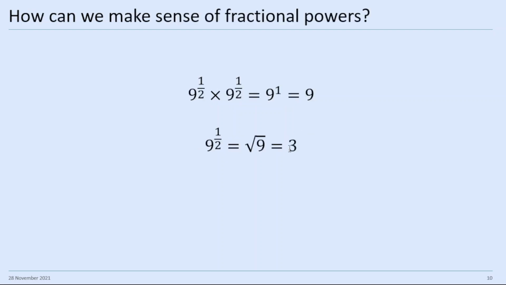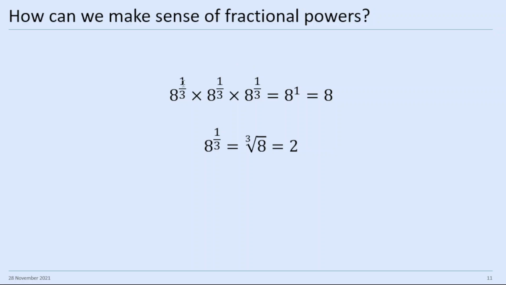Okay, how can we make sense of fractional powers? So 9 to the power half. What's that all about? Well, we can use the same rule of adding the powers. So 9 to the half times 9 to the half ought to be 9 to the half plus half, which is 9 to the 1, which is just 9. So 9 to the half times 9 to the half is 9. That must mean that 9 to the half is the square root of 9. It's the number you times by itself to give 9, which is 3. So if you raise to the half power, then you're square rooting.